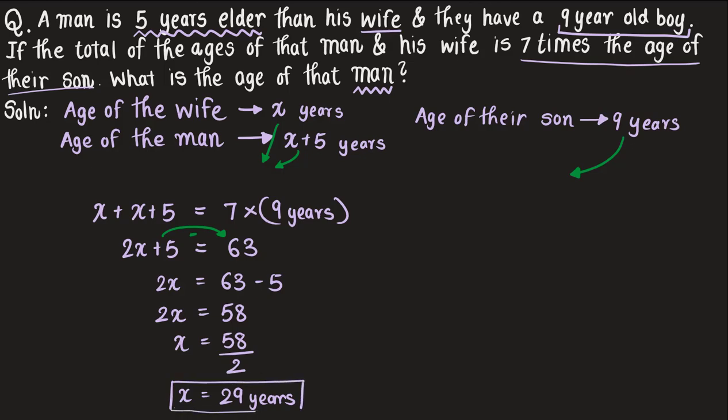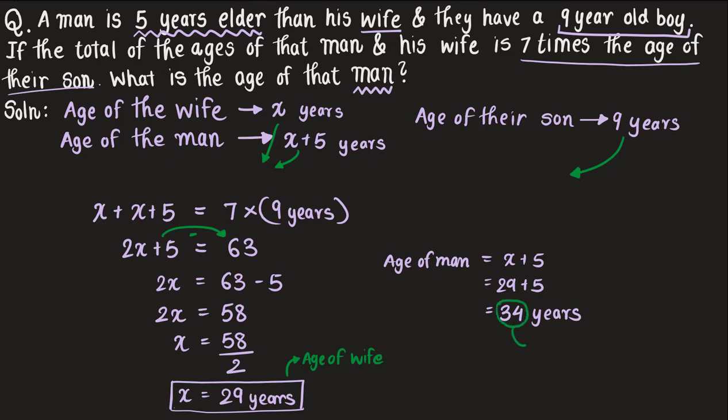So we have got x as 29 years, but what is x? X is the age of the wife. But we have to find the age of the man. So the age of the man would clearly be x plus 5, which would be 29 plus 5, it would be none other than 34 years. So the age of the man is 34 years. This is our answer.